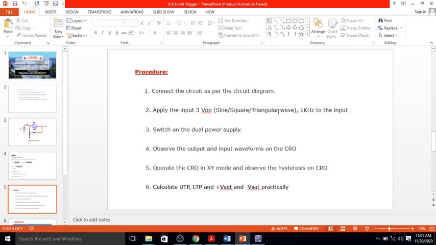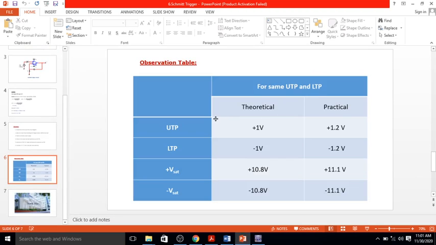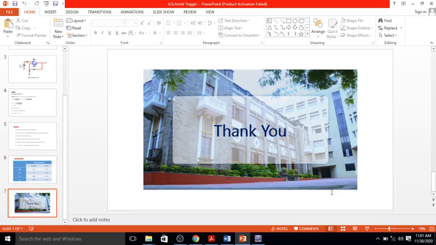Now you can put the values in the observation table. Theoretically UTP is 1 volt and practically we have got plus 1.2 volt. LTP theoretically is minus 1 volt and practically we have got minus 1.2 volt. V saturation is plus 10.8 volt, practically we have got plus 11.1 volt, and minus V saturation is minus 10.8 volt, practically we have got minus 11.1 volt. So this is how we have validated our theoretical readings with the simulation reading.